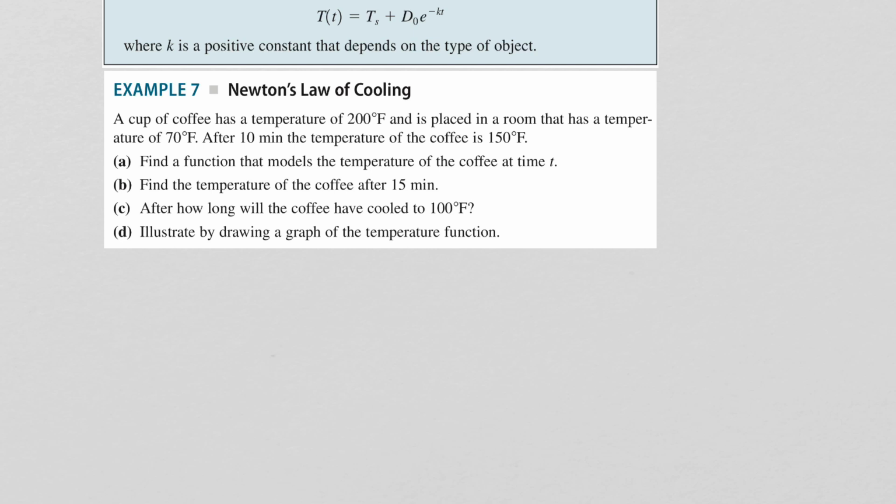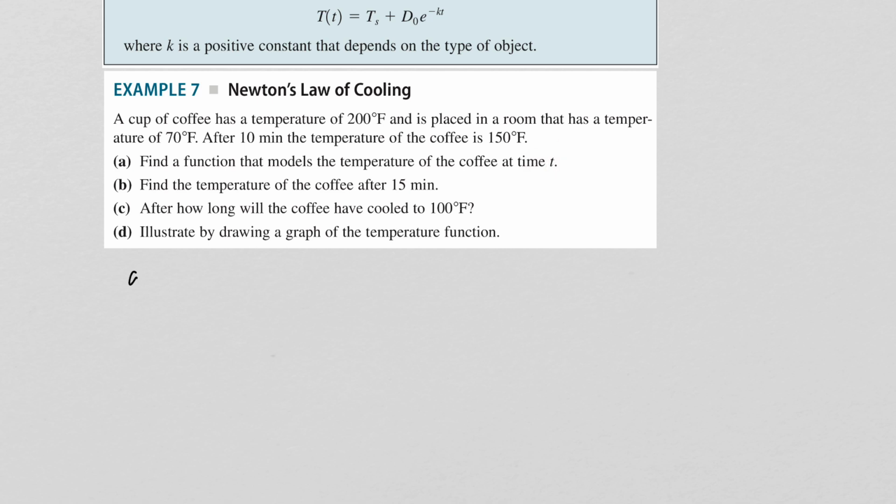So a cup of coffee has a temperature of 200 degrees Fahrenheit and is placed in a room that has a temperature of 70 degrees Fahrenheit. After 10 minutes, the temperature of the coffee is 150 degrees Fahrenheit. So after 10 minutes, the temperature has cooled down from 200 to 150. We want to find a function that models the temperature of the coffee at time t.